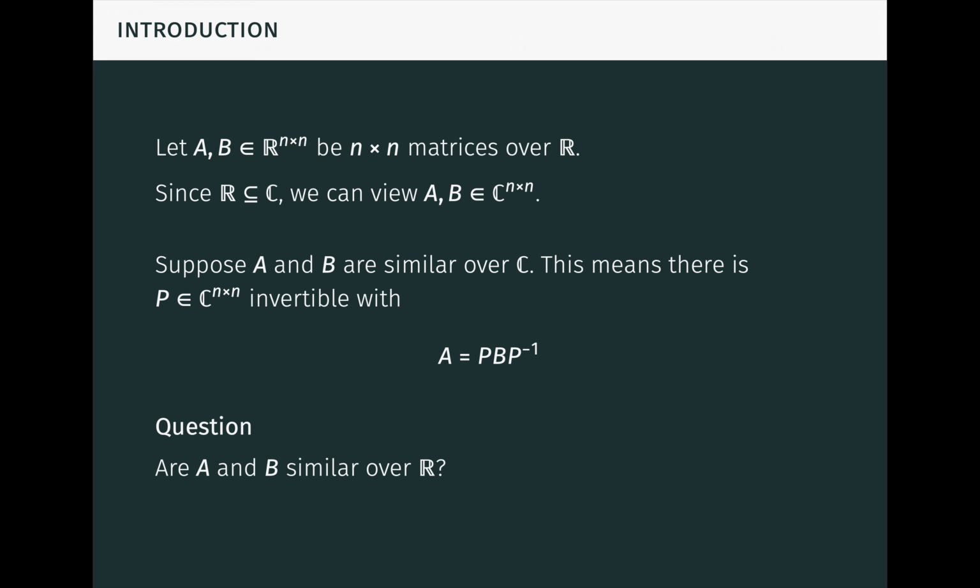Is it necessarily true that A and B are similar over the real numbers? That is, can we find an invertible real matrix P taking B to A under conjugation? The answer is not at all obvious.